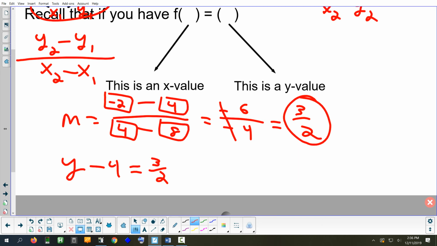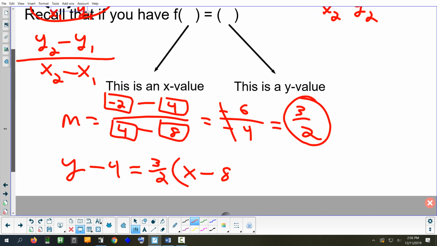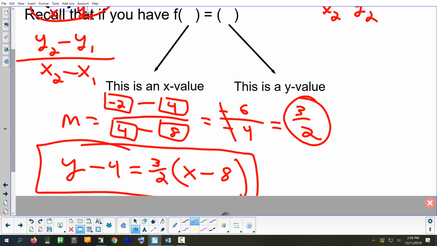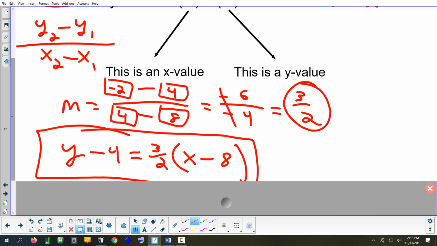What comes after the slope? Parenthesis. Good, we didn't forget this time. What comes right after that? x, then what? Minus. What comes after the minus? 8, the number before the comma. One more thing. Parentheses. Now, if you said, what if I use the other coordinate? Fine. If you use the 4, -2, you still would be correct. I would accept either answer. Any questions on that?